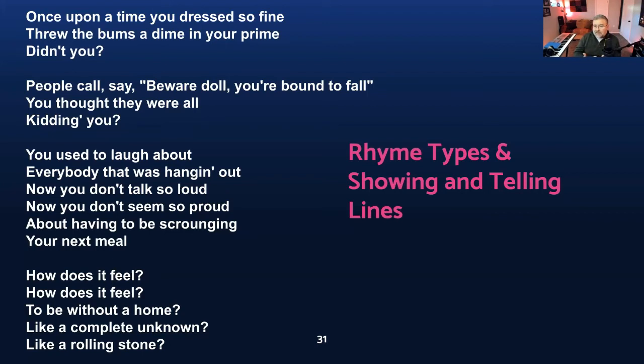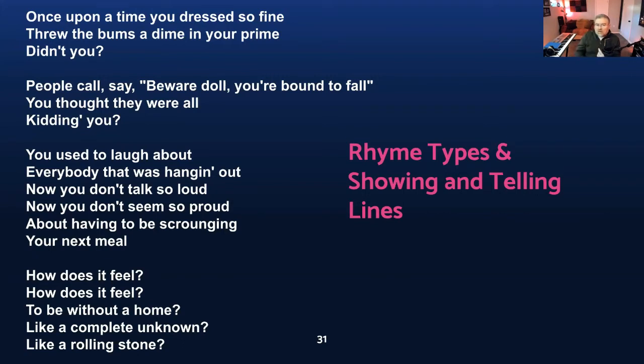So I see in the chat that Leslie said she's not sure which lines are showing and which lines are telling. So some of these lines are very much a mix of both showing and telling within this song. But in general, when you're analyzing, the way that you distinguish a showing line and a telling line is: is it something that you could experience with your physical senses? So is it something that you could see, hear, taste, touch, smell? That's usually a showing line. A telling line is something that you experience more from inside yourself or inside the character. So it's more of an emotional line.